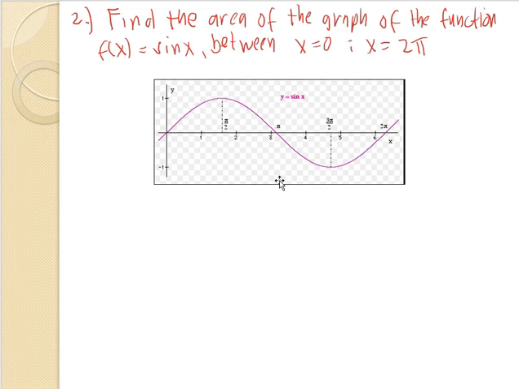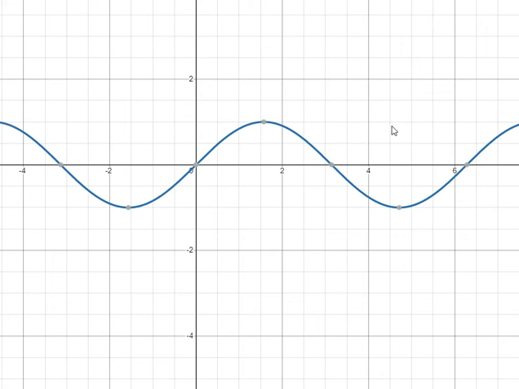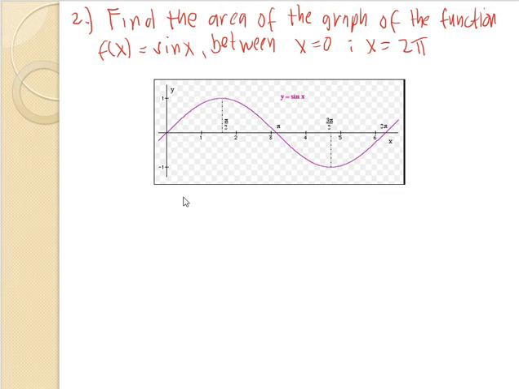Okay, next example is find the area of the graph of the function f of x is equals to sine x between x is equals to 0 and x is equals to 2 pi. If you want to graph it again, you can go to desmos.com. So the curve starts from 0 and intersects to pi and then intersects again to 2 pi. Yung ating shaded area is this one. And we have another one, no, dito sa baba.